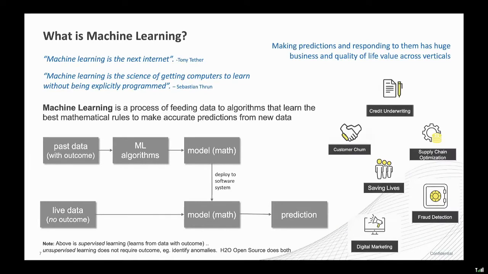Now, I'm talking fraud just as a concrete example, but machine learning use cases cut across verticals, and even within a single vertical, even within a single line of business in a vertical, the use cases are very extensive. Again, to make a prediction and to respond to them has huge business value and quality of life value.